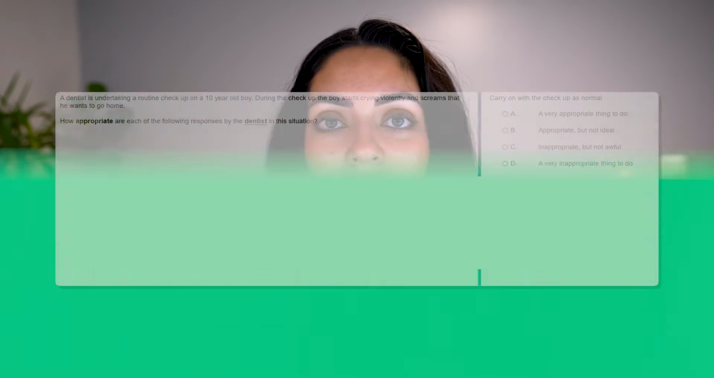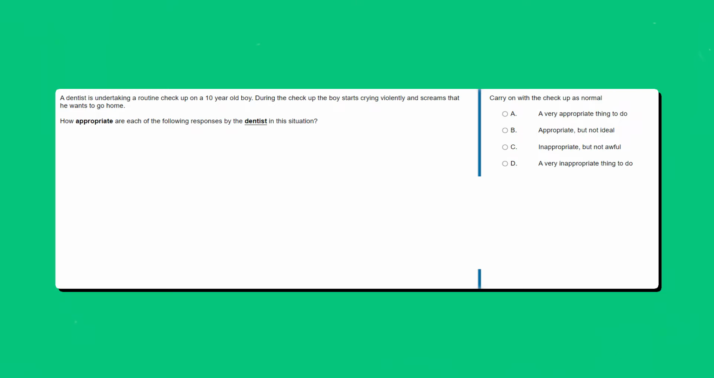Here is an example of how to tackle this type of question. A dentist is undertaking a routine checkup on a 10-year-old boy. During the checkup, the boy starts crying violently and screams that he wants to go home. How appropriate are each of the following responses by the dentist in this situation? Carry on with the checkup as normal.